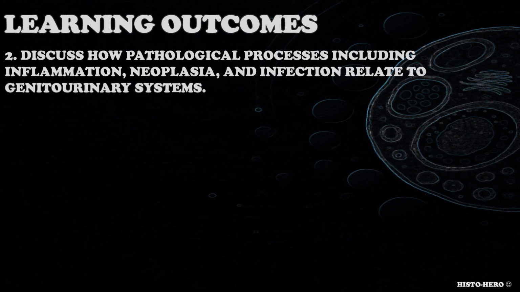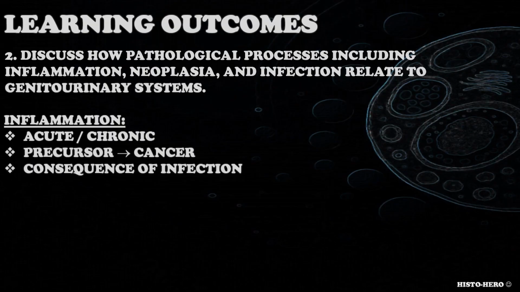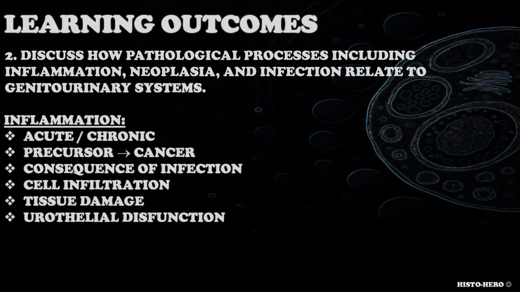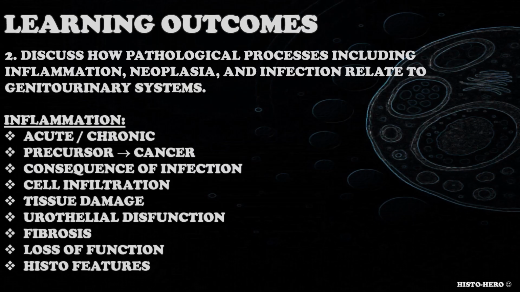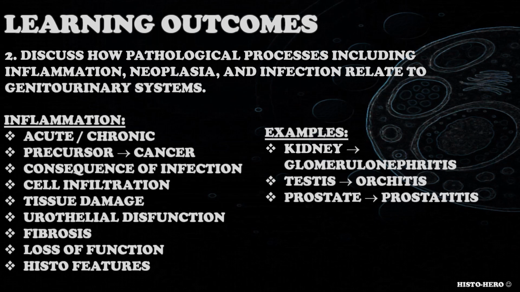Candidate could consider inflammation, acute and chronic type, inflammation as precursor for cancer, inflammation as a consequence of infection, cell infiltration, tissue damage, urothelial dysfunction, fibrosis, loss of function, and specific histological features depending on the genitourinary organ. For example, kidney and glomerulonephritis and damage to filtration barrier. Testis and orchitis and impaired spermatogenesis. Prostate and prostatitis or prostatic proliferative inflammatory atrophy.